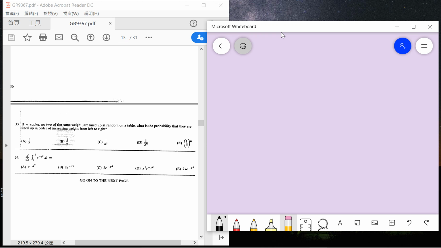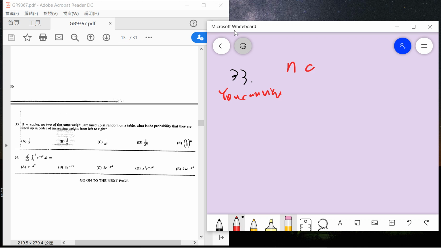So we will solve 33 and 34. Okay, so 33. Apples are known to have the same weights, lined up in a random order, and the probability that they line up in order of increasing weights. So basically, this is simple because you can view.